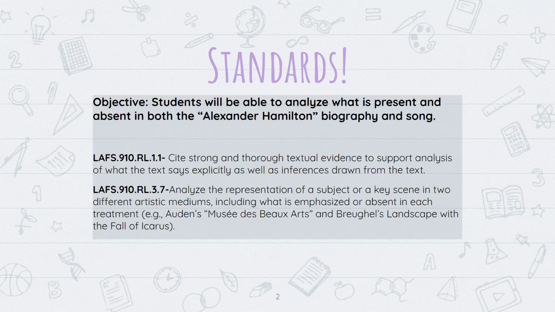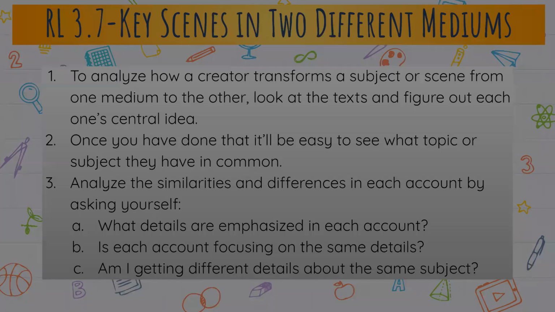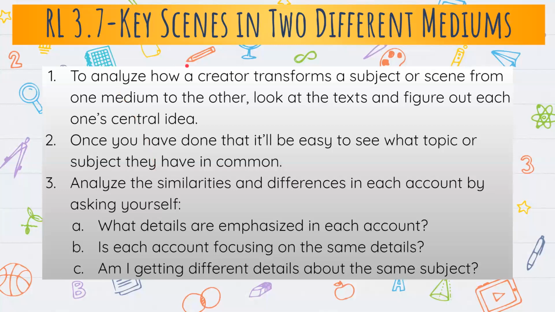So what we're going to do basically is analyze what Alexander Hamilton, the biography and the song, have in common, and what they have that's different. In order to do that, we have to analyze how a creator transforms a subject or key scene from one medium to the other.